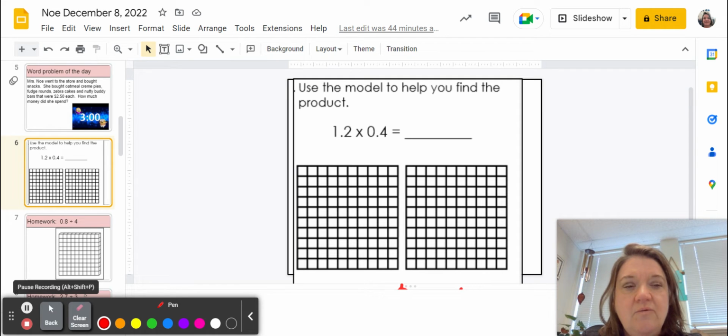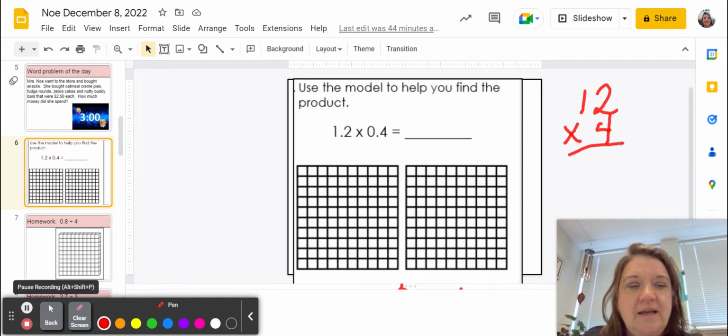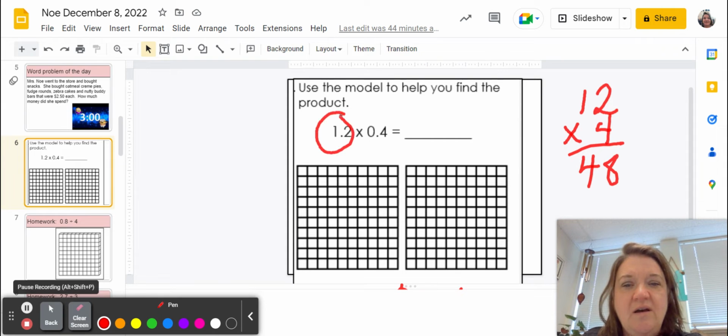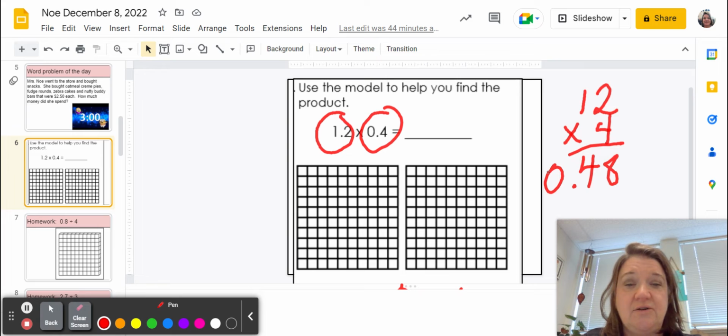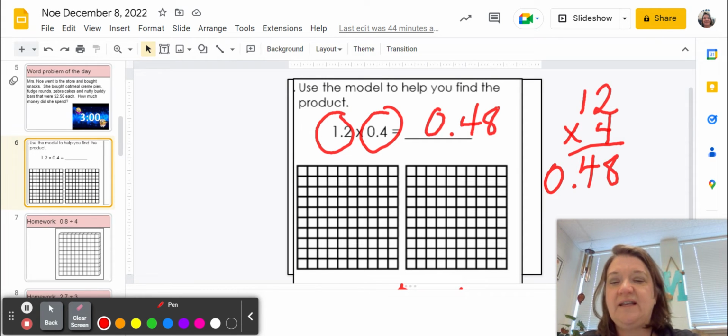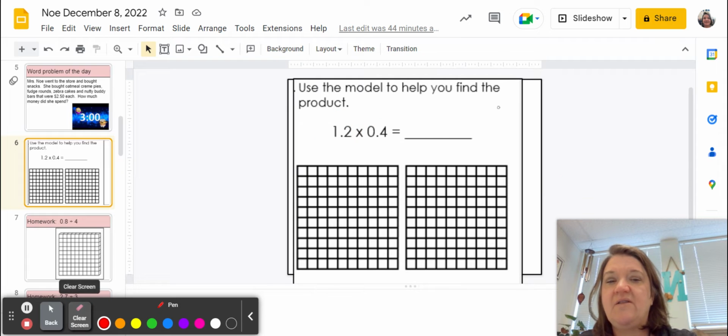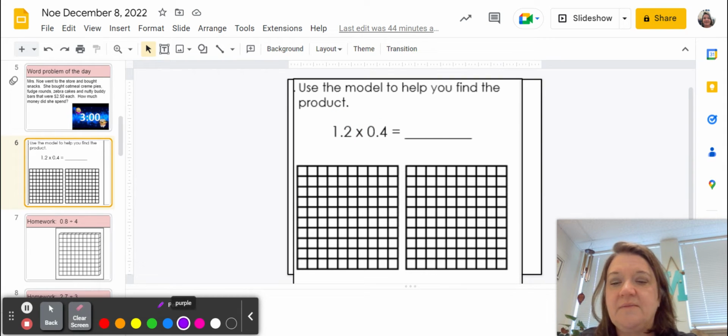All right. So remember, if we didn't want to use a model, we could do 12 times 4, and 12 times 4 is 48, right? That would be 12, that would be 4, and the answer would be 48 with 2 decimal places. So that's 48 hundredths is my answer. Okay, and we can solve it like that, or we can solve it using models.